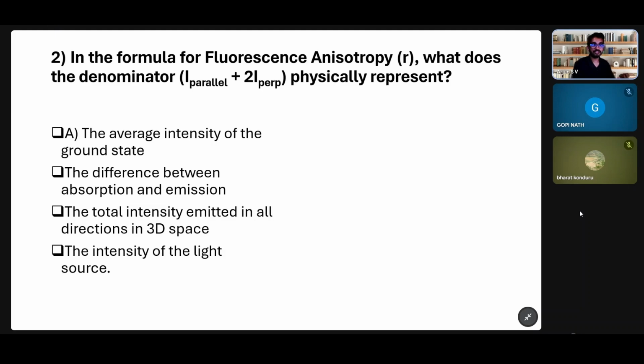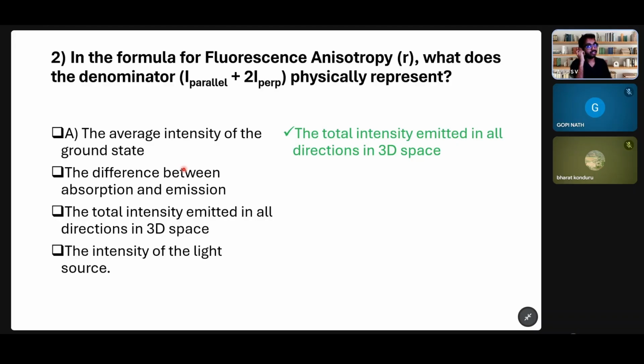So the answer is option 3. The denominator basically represents the total intensity emitted in all directions in 3D space. So this is a way of normalizing the differences in your parallel as well as your perpendicular light to give you a uniform anisotropy factor. I hope it's clear. So it's a pretty basic and theoretical question. I'll go on to the next question.